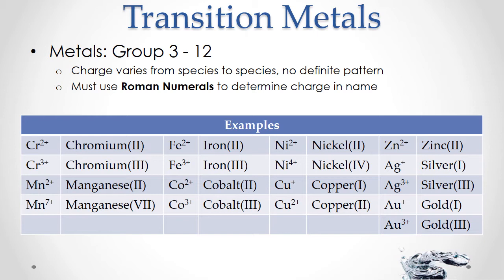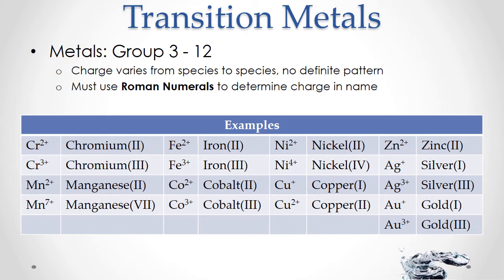If we don't do that, we would be writing the same name for multiple different species of that ion. And if you go into a lab and you grab chromium 2 oxide and you want chromium 3 oxide, it's going to give you a very different reaction and different outcome. So you have to make sure that you're writing the correct Roman numeral when you're doing these namings.